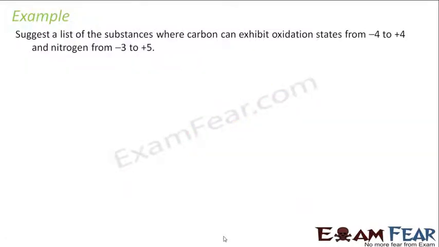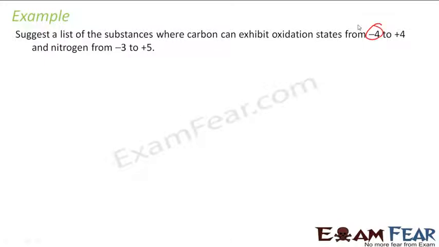We have to give a list of substances where carbon exists in oxidation states from minus 4 to plus 4, and nitrogen from minus 3 to plus 5. This is something you will learn with experience. The more questions you solve, the more comfortable you become with more and more compounds, and you can solve this question. So let's start.